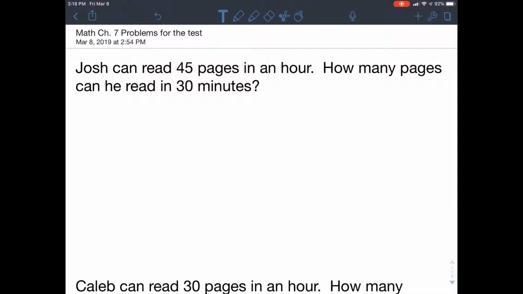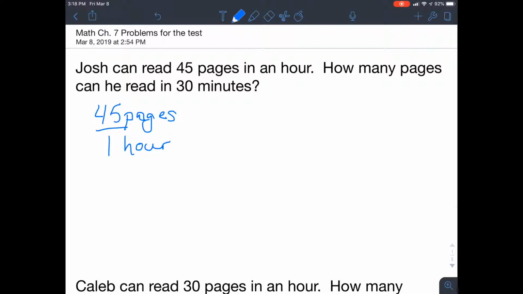Josh can read 45 pages in an hour. How many pages can he read in 30 minutes? Well, this should look very familiar. This is a rate problem. So if it's saying that he can read 45 pages in an hour, or you can also think of that as per hour, we put that over 1 hour.